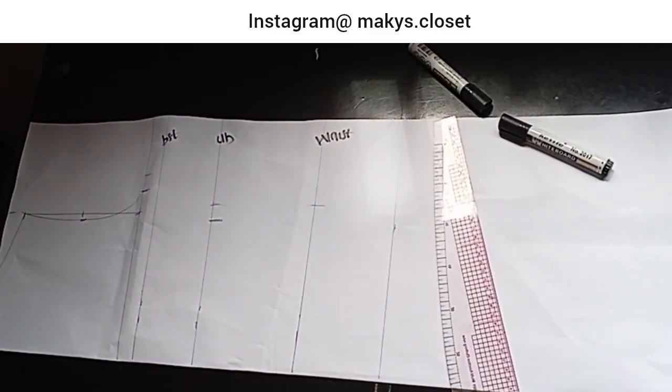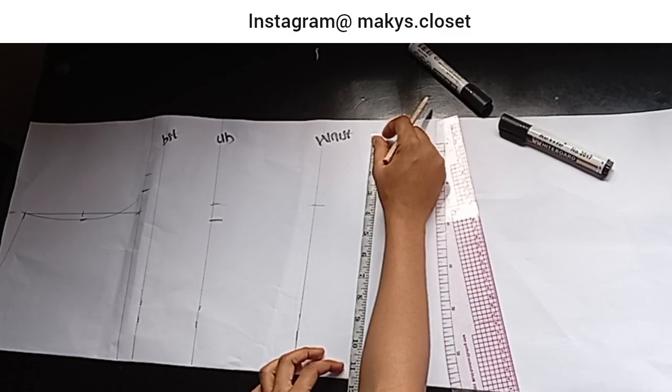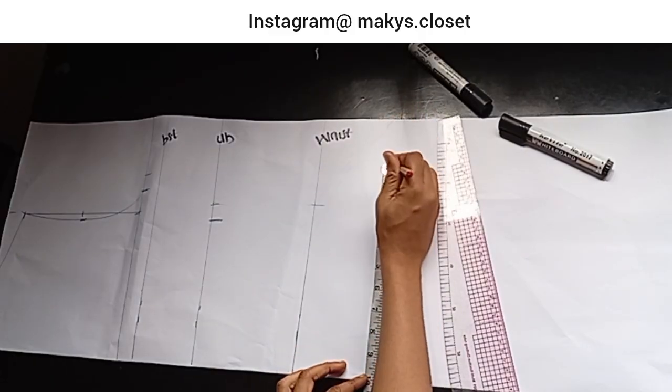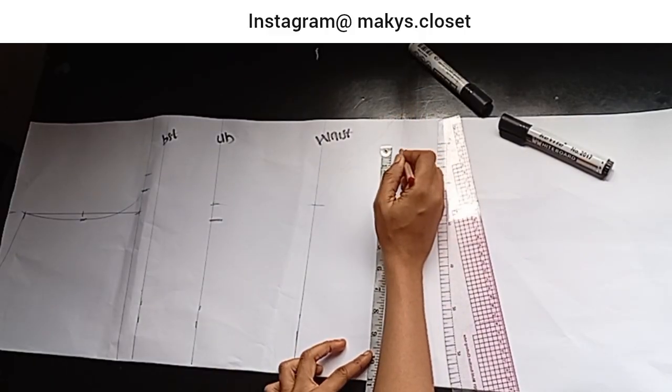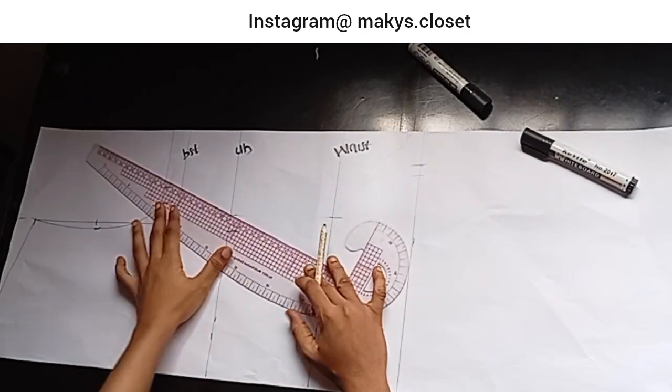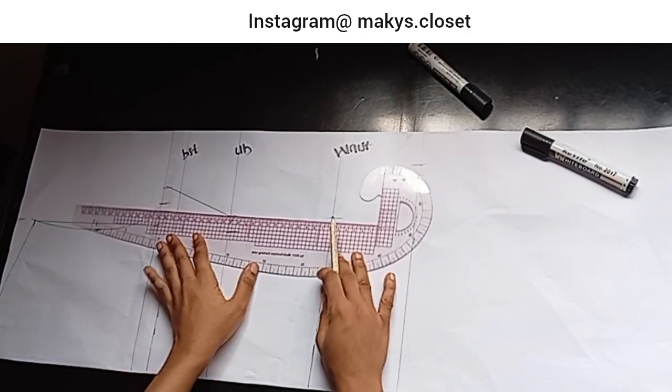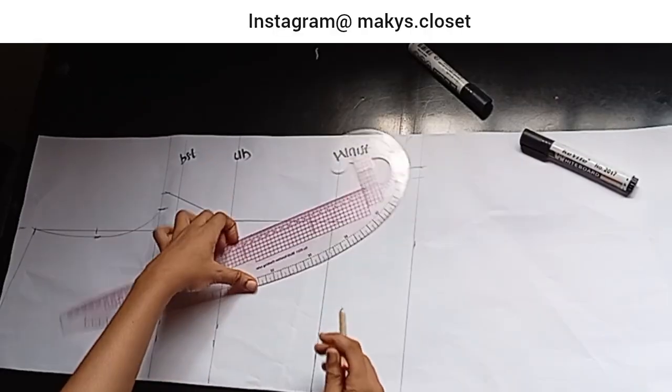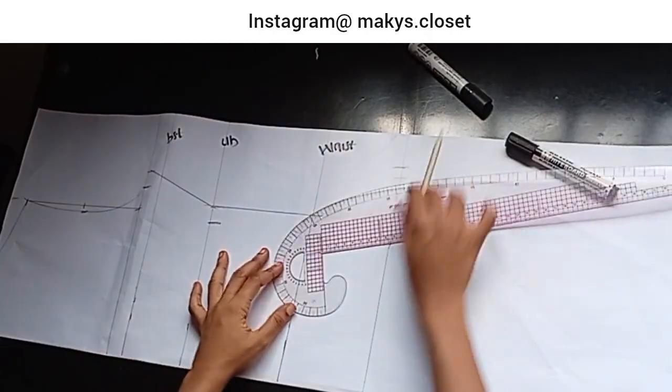So what I'll also do here is to go ahead to mark my hip circumference divided by 4 and add my sewing allowance. This will serve as a guide to draw out the asymmetric hemline of this pattern. So I'll just go ahead and connect this and also connect to this part.